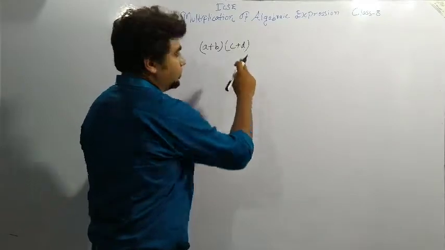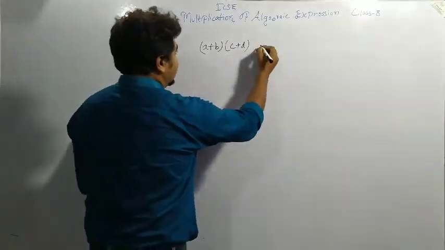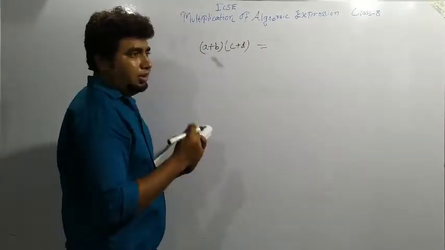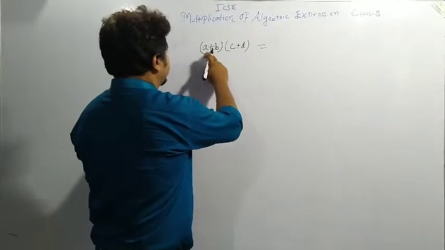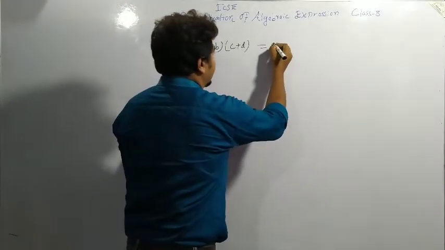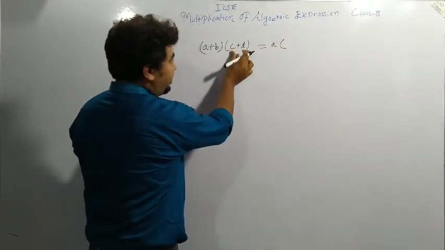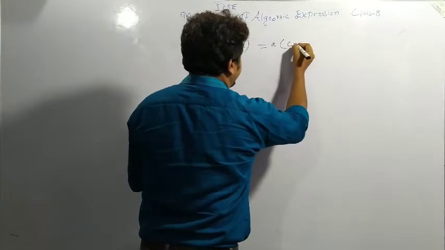A plus b into c plus d, how will we multiply? You have to see, we are studying multiplication of a polynomial with a polynomial. So this is a polynomial and this is also a polynomial. So a, you have to multiply with the parts of the second polynomial, a into c plus d.